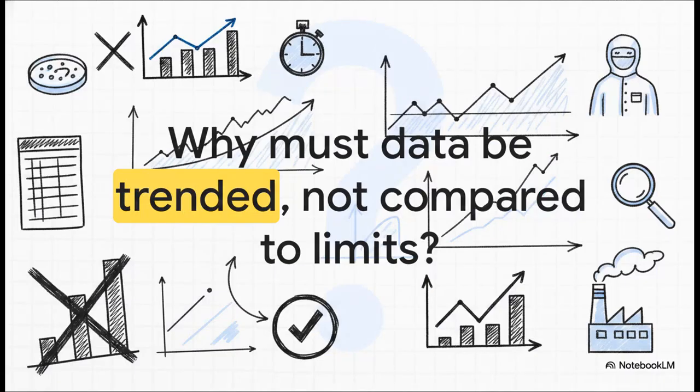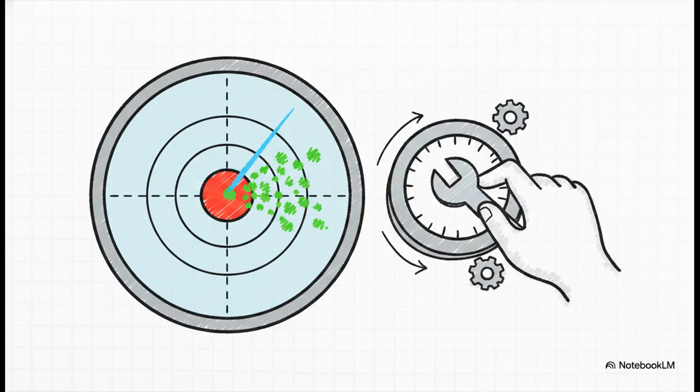Consider this critical regulatory question for a moment. Why is reacting to individual limit breaches just no longer enough? Why does Annex 1 strictly demand your data be trended over time? Take a second to really think about that. The answer is all about prevention. Trending is your early warning radar. It allows you to spot a gradual drift and intervene while the manufacturing process is still formally in control.